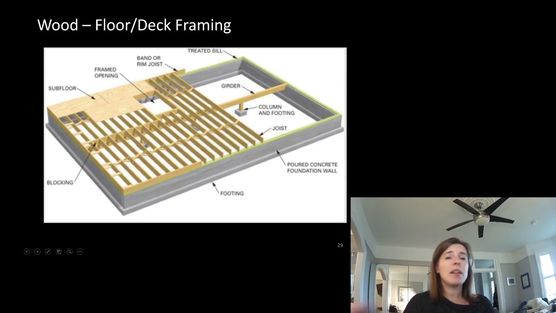You can see that instead of just blocking of 2x material, they've actually taken little strips and made almost little braced elements, and they've framed around an opening here.